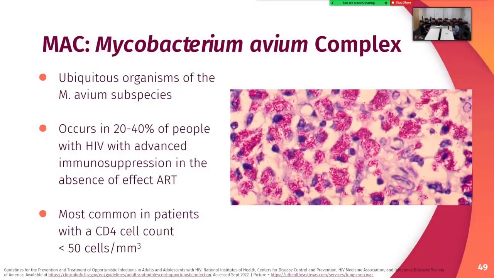Moving into the last opportunistic infection that we'll be discussing today, MAC, or Mycobacterium avium complex. This is a ubiquitous organism of the Mycobacterium avium subspecies. It occurs in about 20 to 40% of people with HIV that have advanced immunosuppression, particularly a CD4 count less than 50.